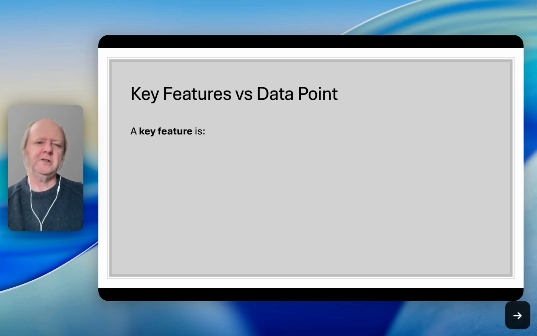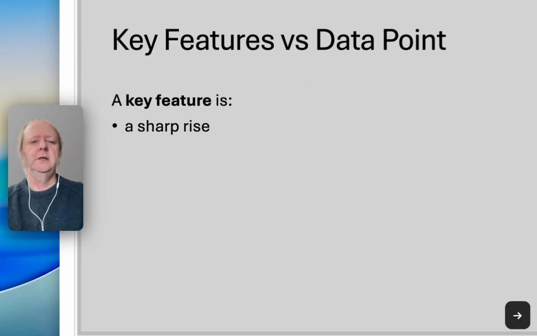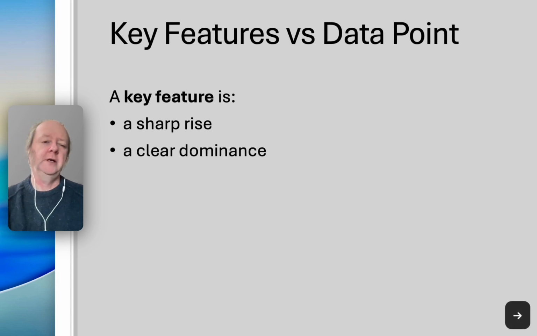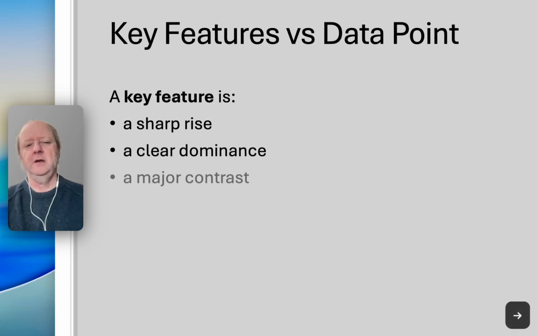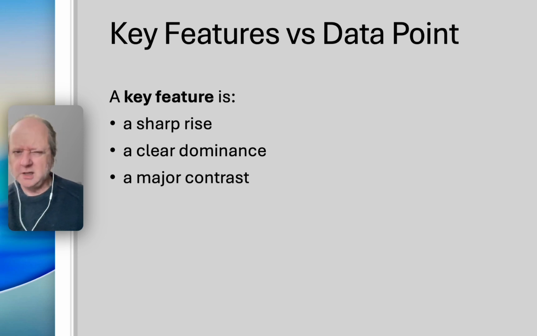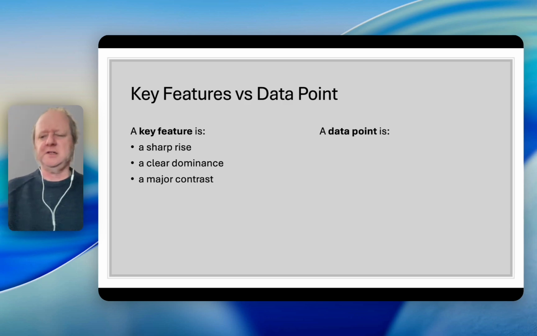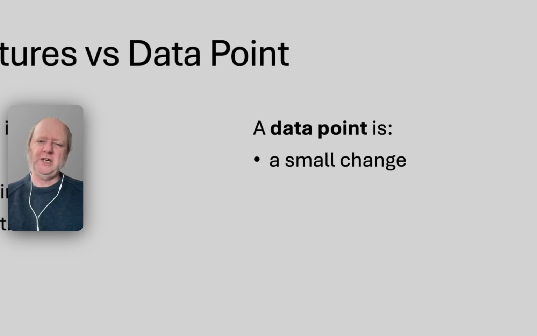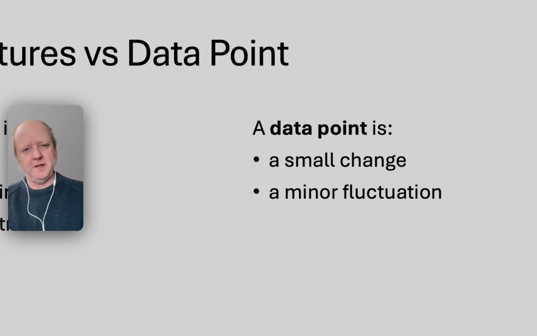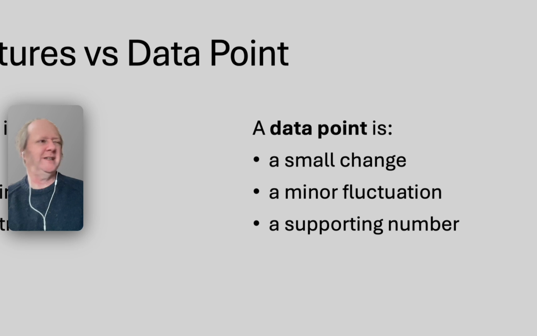So let's look at the key features. A key feature is a sharp rise, a clear dominance, a major contrast. So what's all that? They're very big and they're clear. Now let's look at what data points actually are. Well, data points are something else. They're small changes or minor fluctuations or a supporting number. Therefore, key features, the most important features, are the big things. And every little small detail we can refer to as a data point.